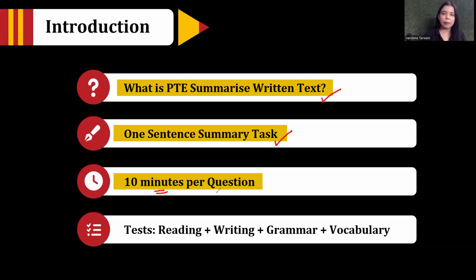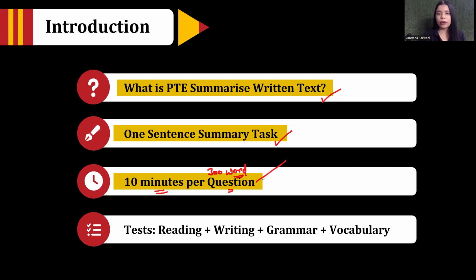Let's talk about the timing straight away. Now, to write this summary, you are given 10 minutes on the day of the exam. And it's important that you utilize these 10 minutes very appropriately. So, you will be given a roughly 300 word long text on the day of the exam, and you need to convert that text into a one sentence summary.